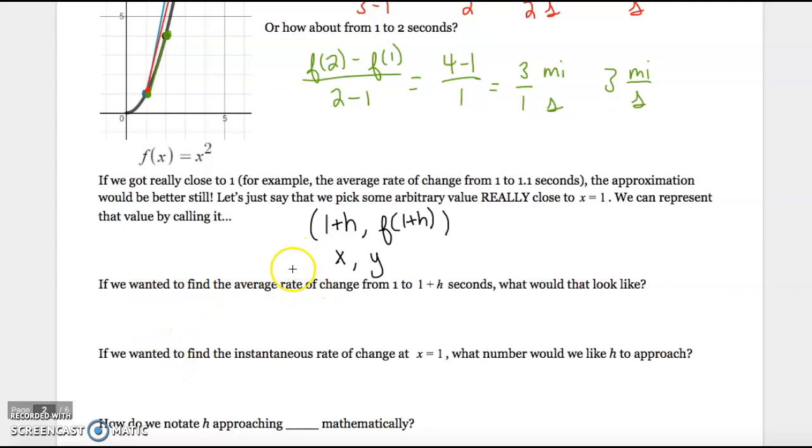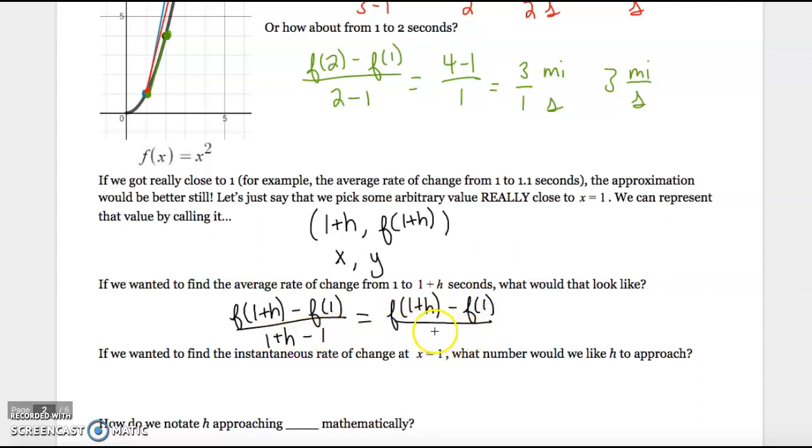So to find the average rate of change from 1 to 1 plus h seconds, I'd take my y2, so f of 1 plus h, minus f of 1. Same way I was doing it up here: f of 2 minus f of 1. So f of some value really close to 1, minus f of 1, all over 1 plus h minus 1. Then that would simplify a little bit. I don't actually know what f of 1 plus h is, and I'm going to leave f of 1 as is.